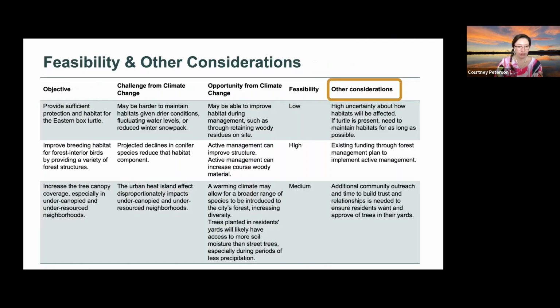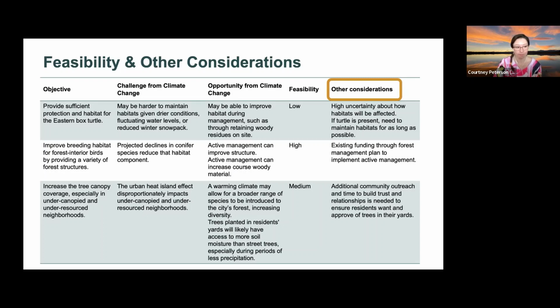And so for our 3 management objectives, we've been talking about some other considerations for eastern box turtle habitat. There might be high uncertainty about how habitats will be affected. And so that's really influencing whether or not we maintain this management objective. Also, if the turtle is present, we might need to maintain habitats for as long as possible, even though there are those climate challenges presented to maintaining that habitat given drought, fluctuating water levels, and reduced winter snowpack.